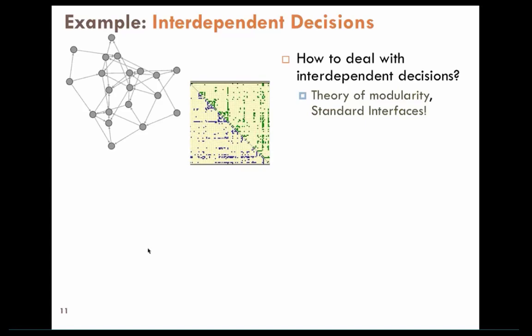How do we deal with these interdependent decisions? Because if there are separate nodes, we have enough tools to deal with them. But once they become interdependent, one line of literature that has been around for a couple of decades is theory of modularity, standard interfaces. People like Carliss Baldwin from Harvard Business School have contributed substantially to this domain.